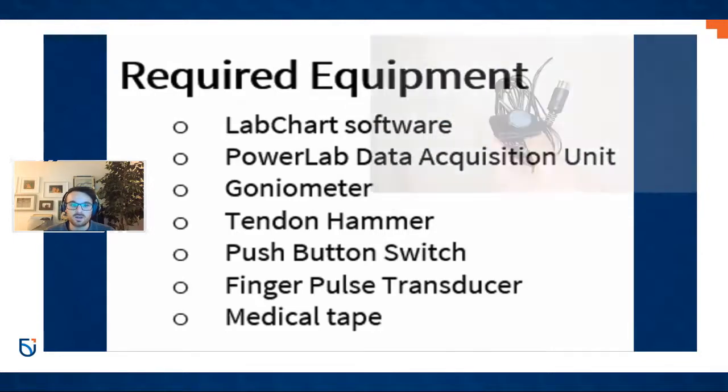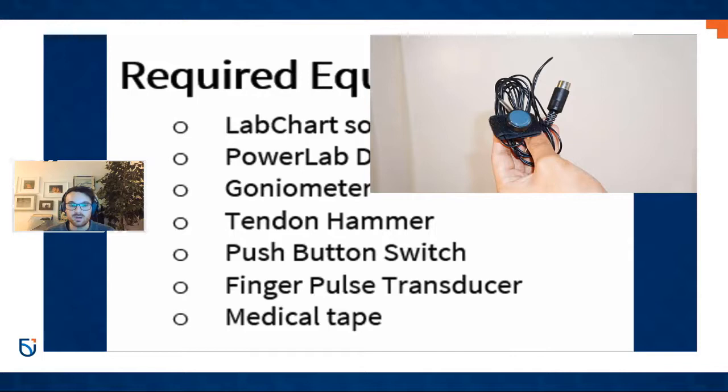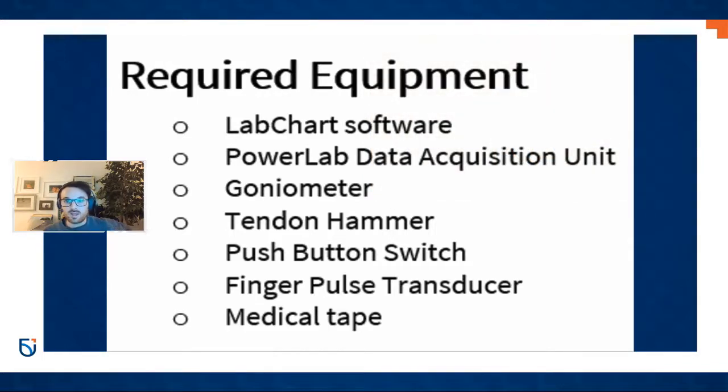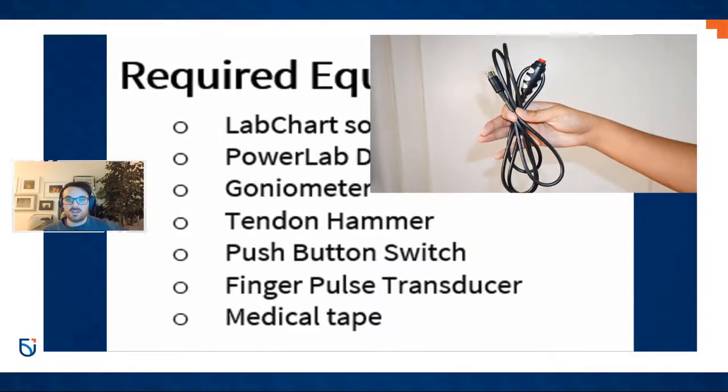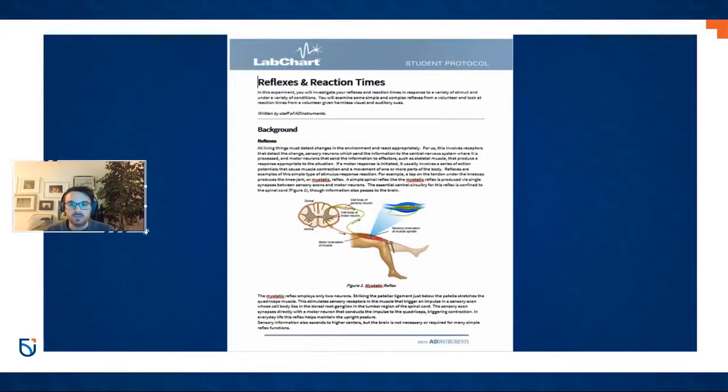We don't need the goniometer or tendon hammer. That's from the previous experiment. We just need the finger pulse transducer. This is a little membrane there, with a transducer under it. And we need the push button switch. So it's just a little switch that you tap with your thumb. We'll need some medical tape.